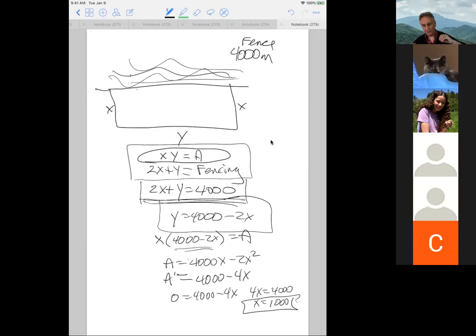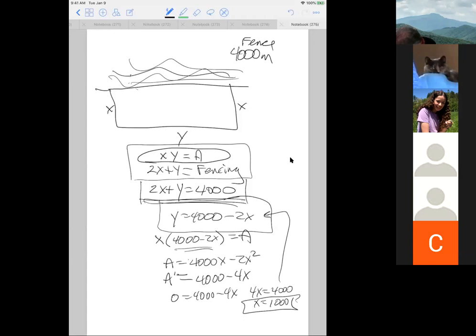Sometimes you'll get through a problem and reach that point and say, I got the answer. No, you don't. That is just the length of one side. You've got to remember the question might have been, what's the maximum area? Maximize the area. What's the max area going to be? Well, we have to plug 1,000 in to figure out what y is. So we plug it back. We already solved for y right up here.